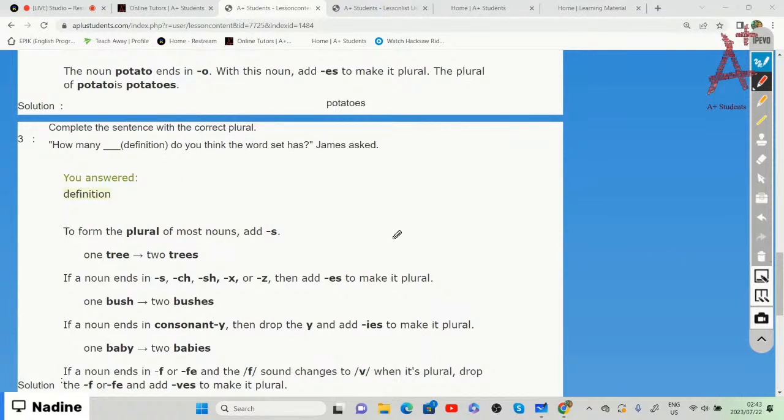All right. So that is but a few words where we completed the sentence with the correct plural, right? So in the bracket they gave us the singular form, like for example definition, but then you need to write down the plural form, where we either add an S, we add an ES, or we add an IES.